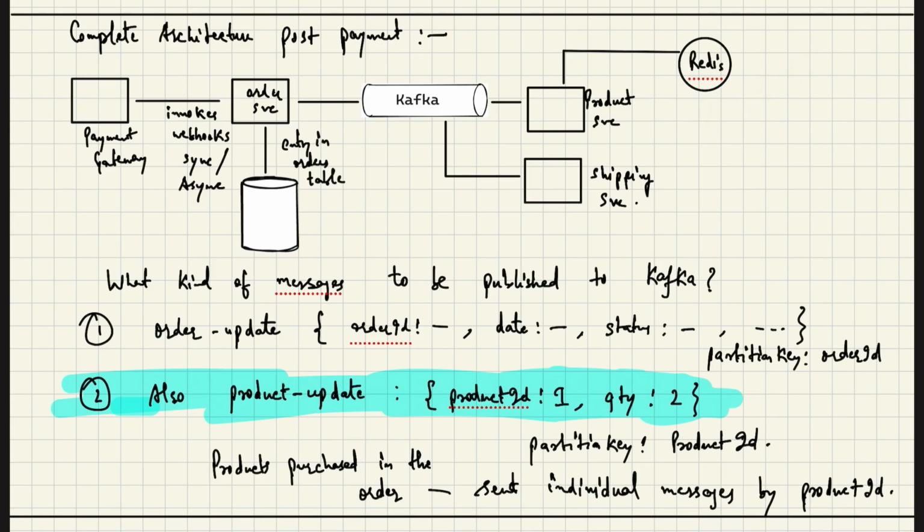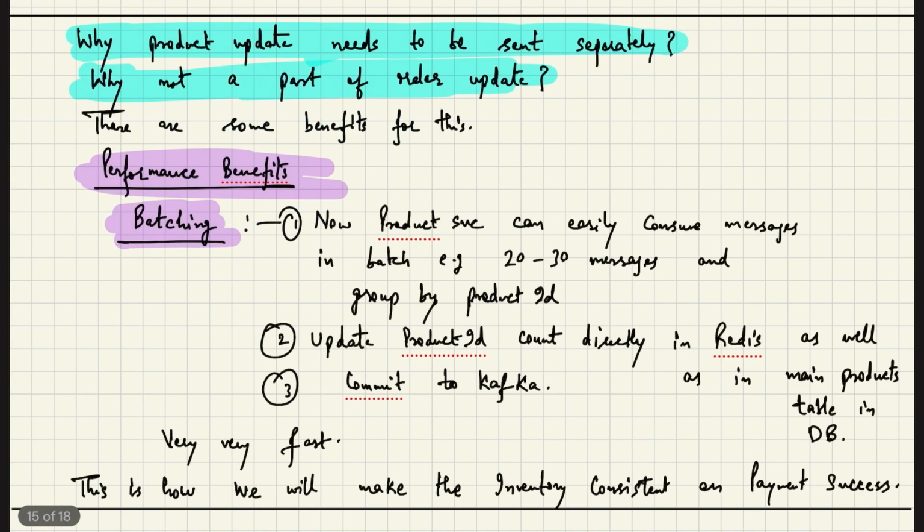Now let's see what the advantages of doing this are. So let's see why the product update needs to be sent separately. Why not as part of the order update? There are some benefits for this. The first benefit is the performance benefit. For example, here we can easily apply batching. How? Now the product service can easily consume messages in batches.